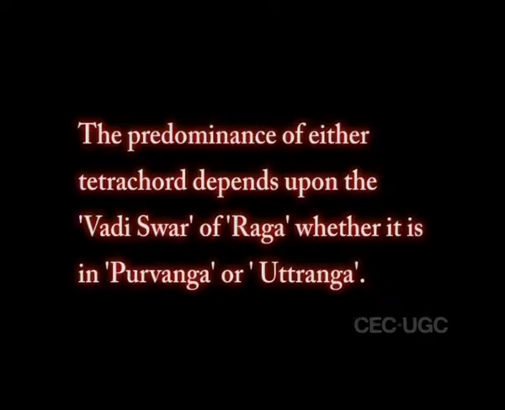A rag generally dwells predominantly in one or the other tetrachord of the octave, which are known as Purvang and Uttrang, the lower and the upper tetrachord. The predominance of either tetrachord depends upon the Vadi Swar of a rag, whether it is in Purvang or Uttrang.